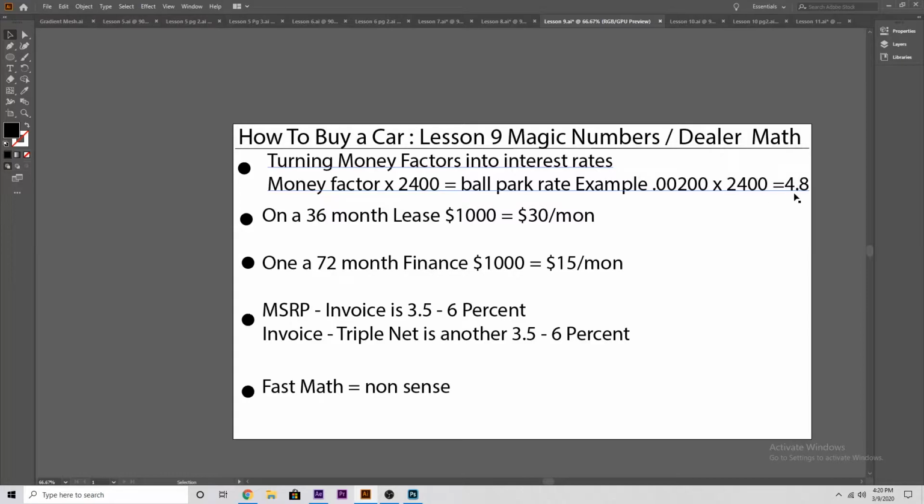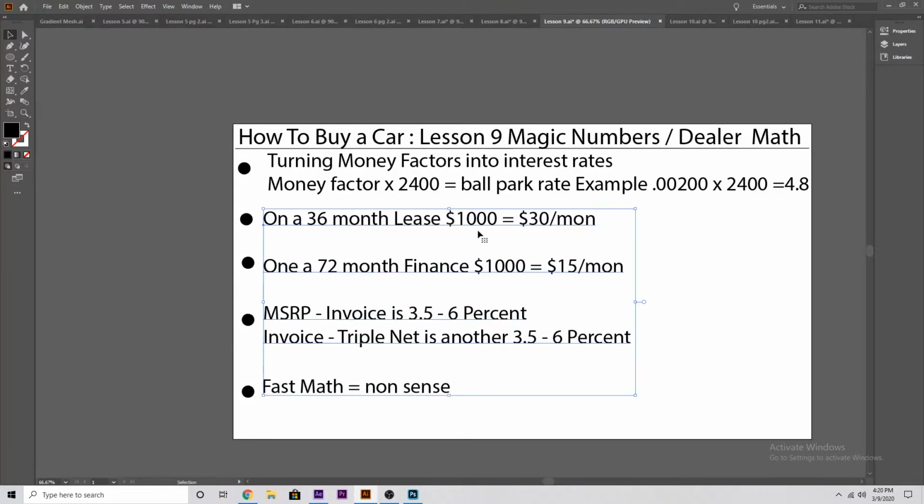On a lease, generally, the term is going to be 36 months. So that's why this example is in the form of 36 months. On a 36-month lease, every $1,000 you put towards the deal results in about $30 a month. It could be 28, but it's going to be roughly around $30, guys. So if you give a dealership another $1,000 down on the lease, that should change the monthly payment roughly by $30 a month.